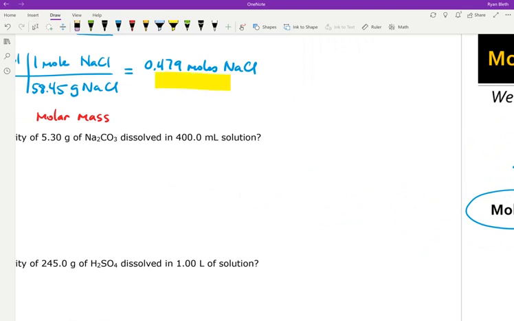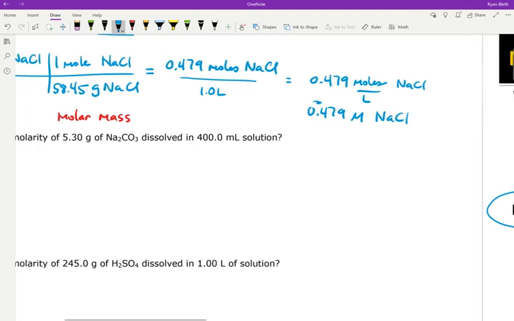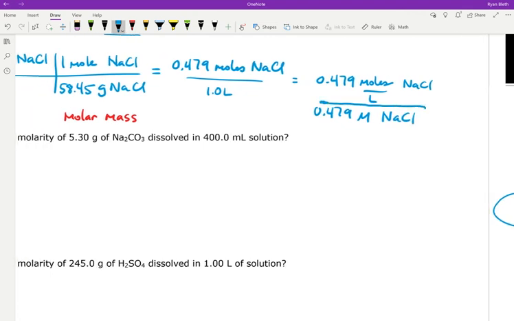0.479 moles divided by 1 liter of solution is going to give me a concentration of 0.479 moles per liter. You can write that as moles per liter of NaCl, because those units don't cancel out. Or the short way, which we simply start to see more and more, is that moles per liter is molarity. We just write that as a capital M. And when you see it printed out in type, it'll usually be an italicized, capitalized M.